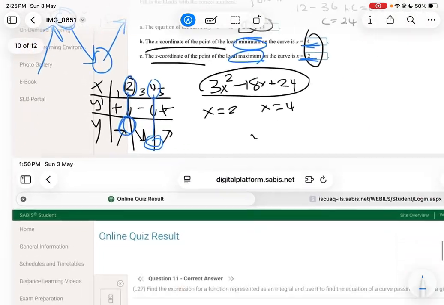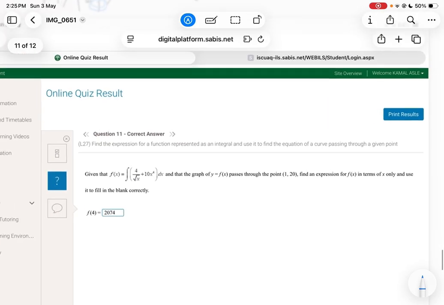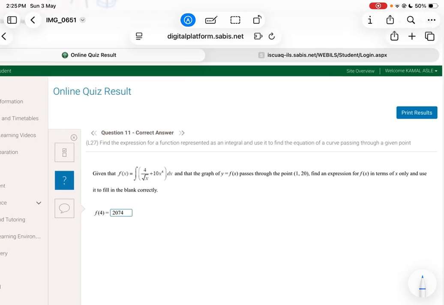Very easy. And now question number 11. Here they said that given f prime of x is the integral of 4 over radical x plus 10x to the power of 4. First of all, use the integral. They gave you points, and they want us to find f of 4. So what do you do? First you do the integral.